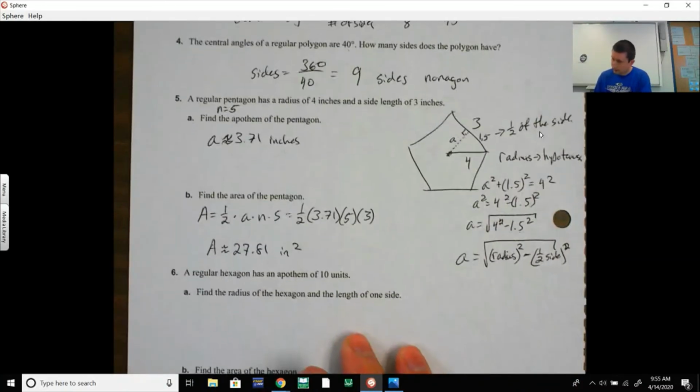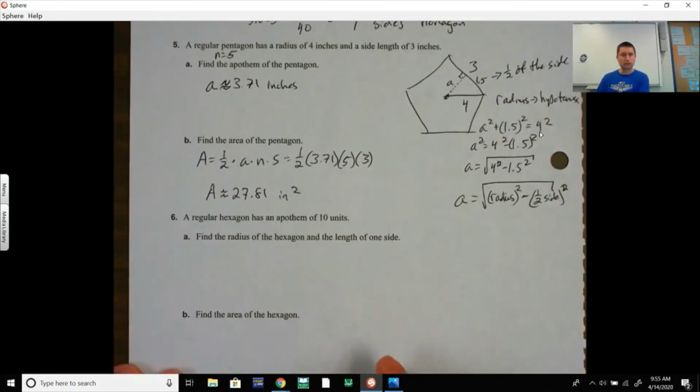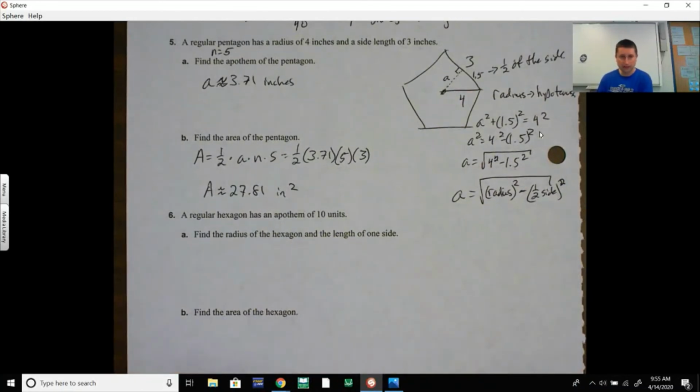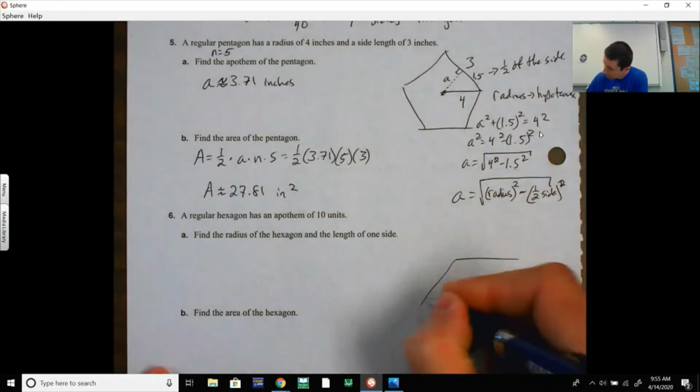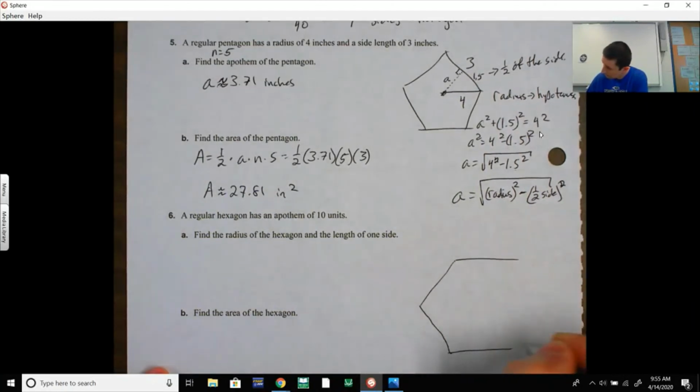So here, a regular hexagon has an apothem of 10 units. That's all they've given us. Find the radius of the hexagon and the length of one side. Hexagons are going to fall underneath that 30-60-90 rule.